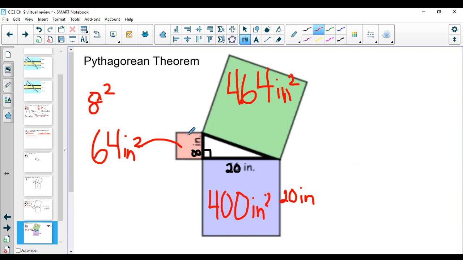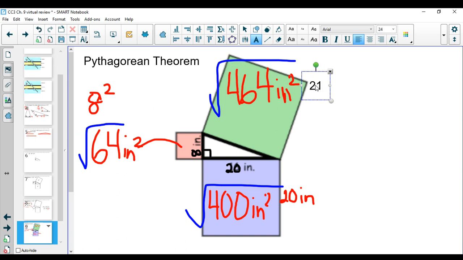That only addresses the squares of the legs. Once we know what the squares are, if we don't know a side length, we can always go backward. For instance, here, the square root of 64, what do we multiply by itself to get 64? It's 8. Makes sense because that's what we started with. If we go to 400 and we do the square root, we get 20. Makes sense because that's what we started with. If I take 464 and I take the square root, I don't get an exact value.